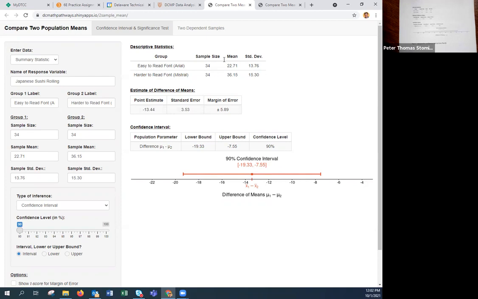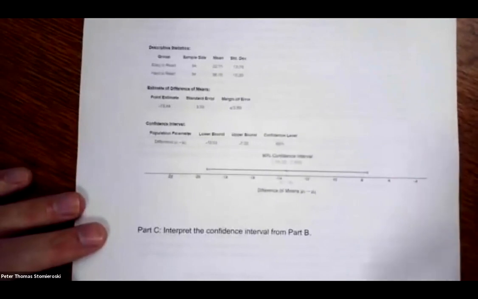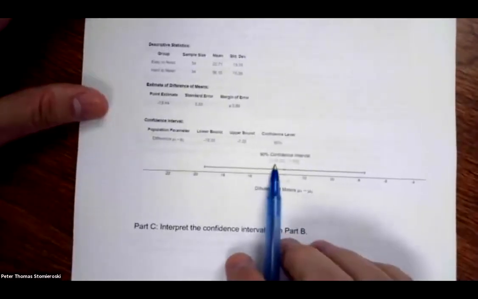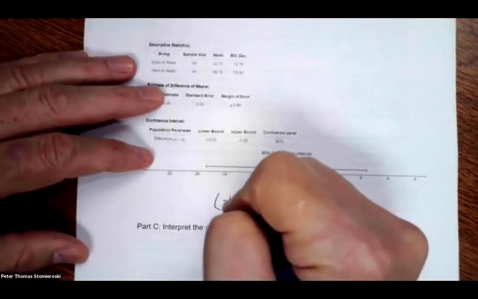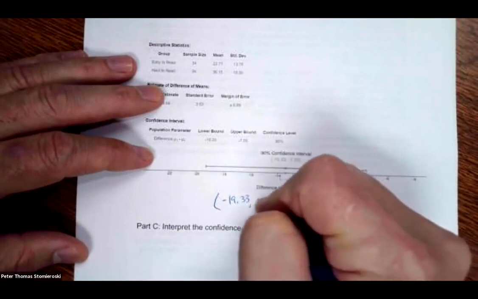So this is all summarized on the lesson that I copied over into the lesson plan. So I'm gonna hit stop share. So you can kind of vaguely see that it says negative 19.33 and negative 7.55. So that's our confidence interval, negative 19.33, negative 7.55.